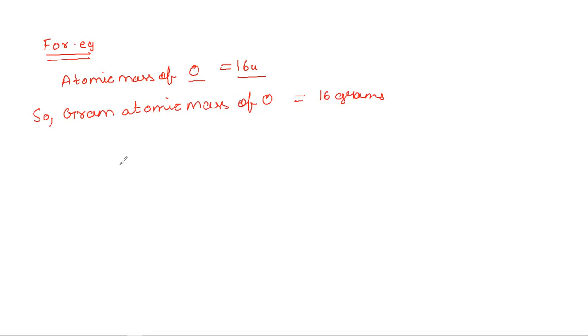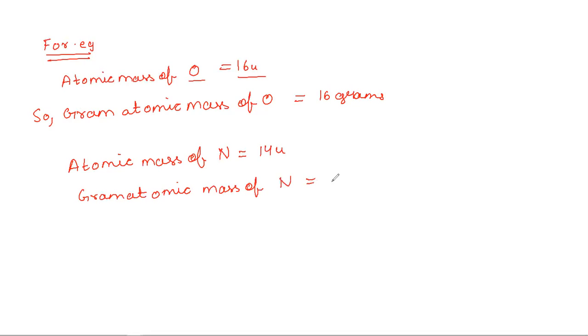Same way, if I am saying the atomic mass of nitrogen is 14 u, what is the gram atomic mass? When you express the atomic mass in grams, it is known as gram atomic mass. So gram atomic mass will be 14 grams.